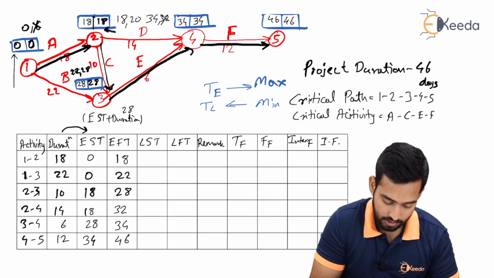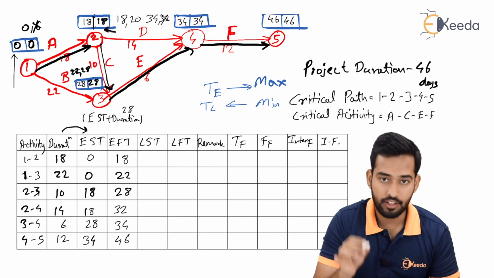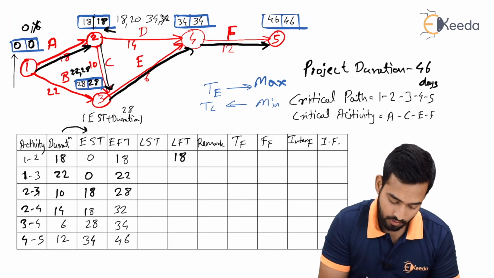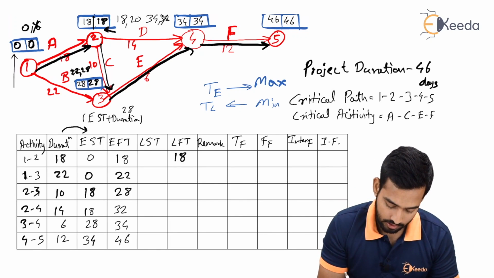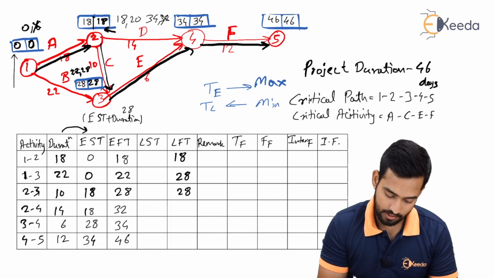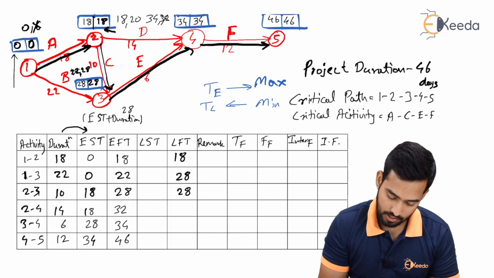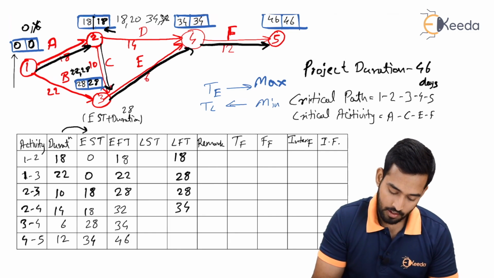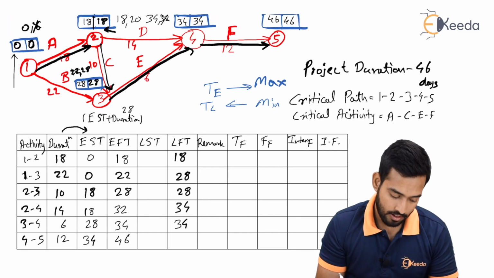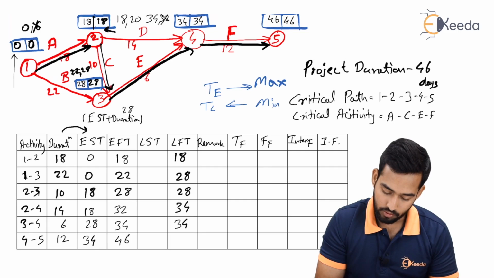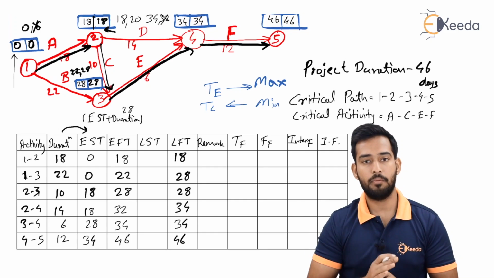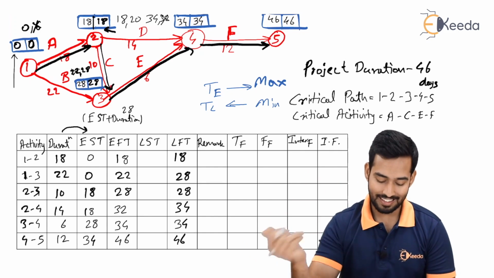For first and second, we end the activity at the second node. So TL of the second node is 18. For first and 3, that is 28. For second and third, again we have 28. From 2 to 4, as we can see at the fourth node, TL is 34. From 3 to 4, at the fourth node again, the TL is 34. And last is your fourth and fifth. For fourth and fifth, it will be 46. So LFT can be calculated by knowing the TL of your succeeding activity.